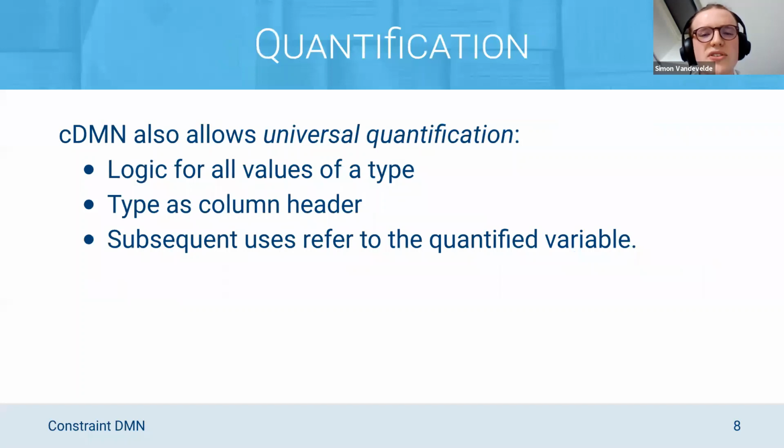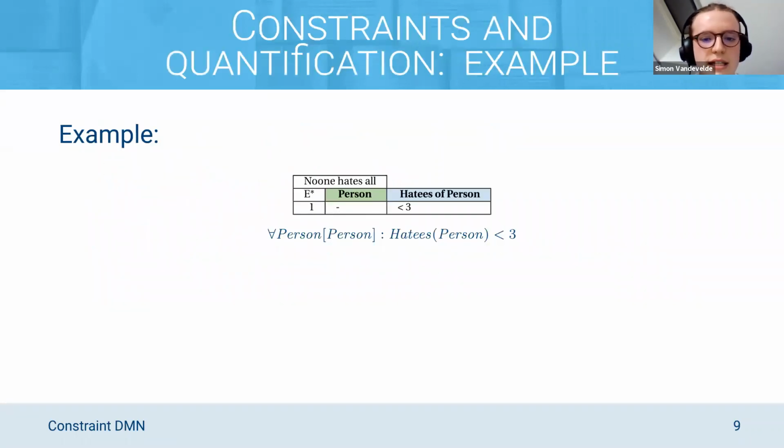Now in cDMN, we also add quantification to our tables, universal quantification. This allows us to apply logic for all values of a type. We do this by introducing a type as column header, and then subsequent uses will refer back to this quantified variable. So for example, in the Who Killed Agatha problem, where we want to state that nobody hates more than 3 people, we could state that for every person, the number of hatees of that person has to be less than 3.